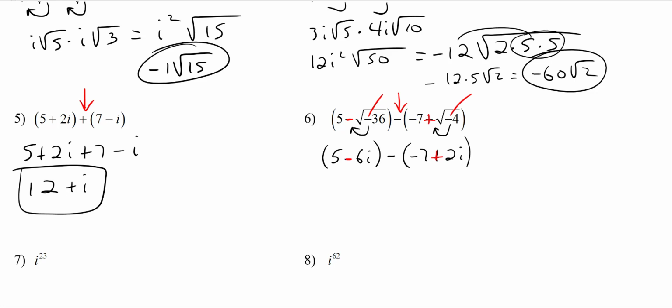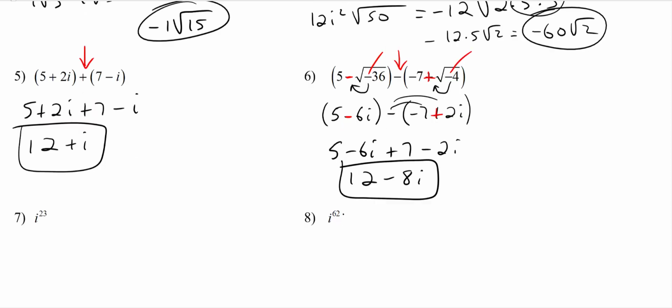Okay? Anyway, once I'm to this point, it's kind of nice because it's 5. I'm going to get rid of the parenthesis because you don't need it. It's just going to be 5 minus 6I, and then distribute the negative, right? So plus 7 minus 2I. So 5 plus 7 is 12. Negative 6i minus 2i is negative 8i. And that's your answer.